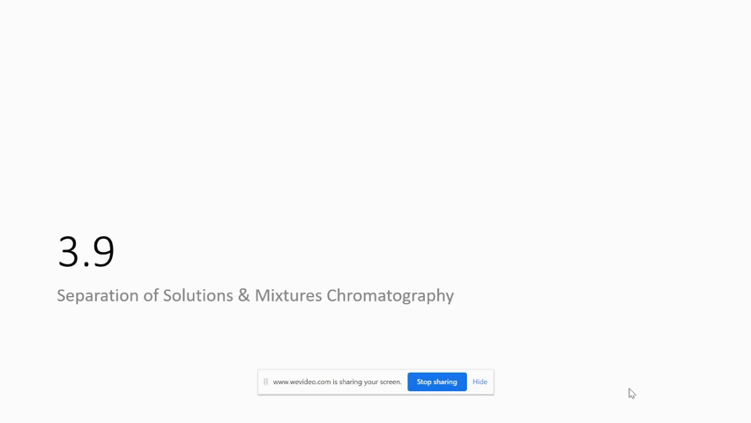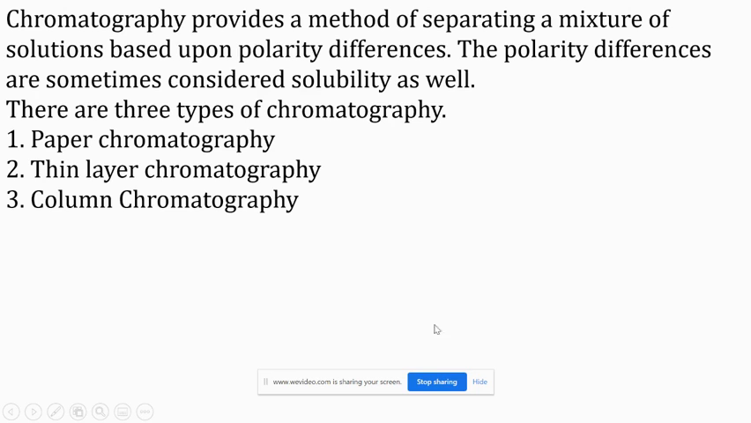Okay. Chromatography then is a way that we can separate liquid mixtures from one another. There's a couple different ways of doing this. There's three that we're going to talk about. And it's going to base it on polarity differences. So we're looking at polarity here. And the polarity differences are sometimes considered solubility as well, which is what we're going to talk about the second part of today.